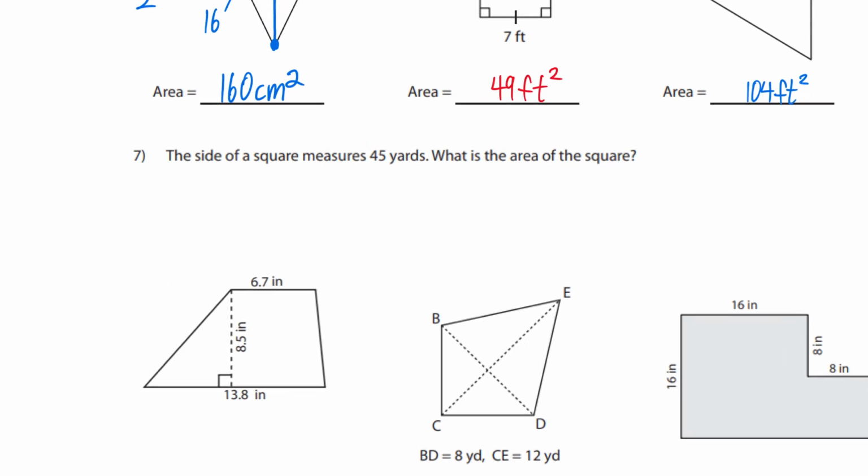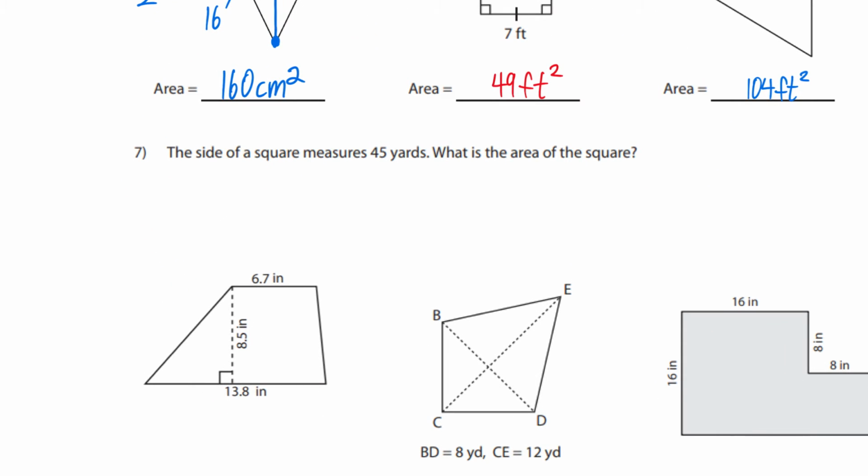Okay, number 7 says the sides of a square measure 45. What's the area? Well, no, I'm talking about this one. We haven't finished this one. What's the area of this square right here? Okay, 2,025 square yards.